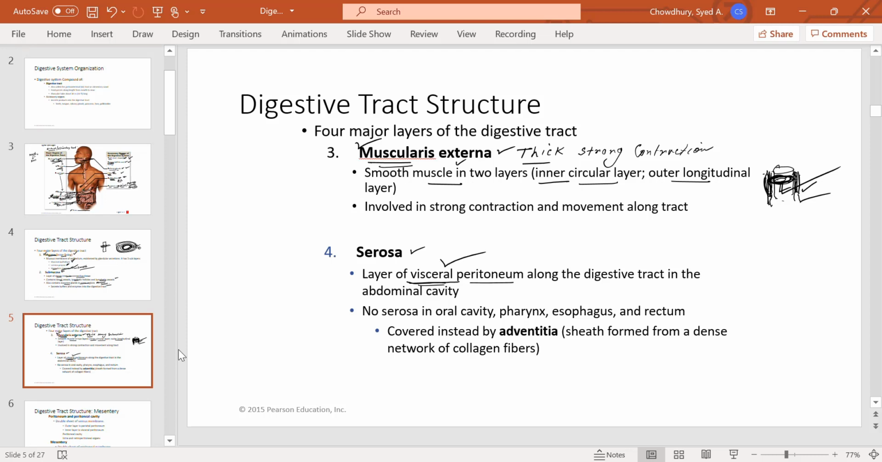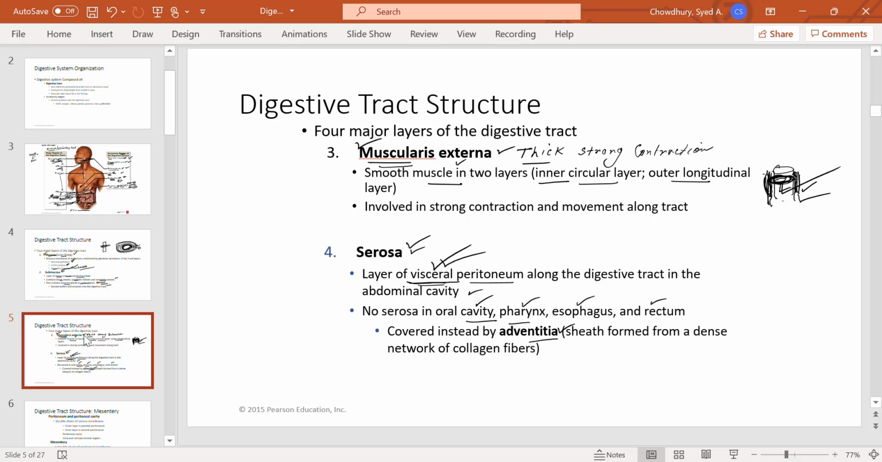Okay, and in those areas you don't have the peritoneum. Those areas of the GI tract have an outermost layer which is not called the serosa, it is called the adventitia. Where you don't have the peritoneum, the outer peritoneal layer: oral cavity, pharynx, esophagus, rectum. In those structures, since they are not in the abdominal cavity or peritoneal cavity, their outermost layer is not visceral peritoneum. Okay, so that is called adventitia.